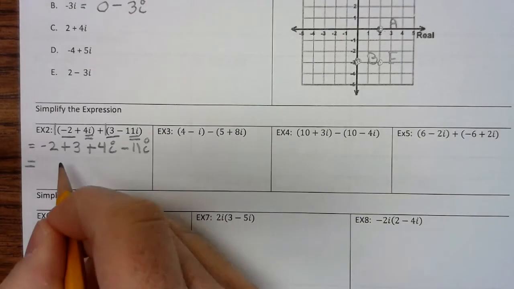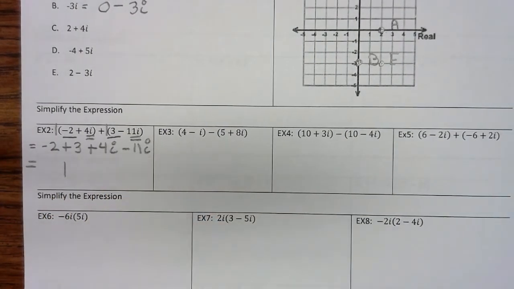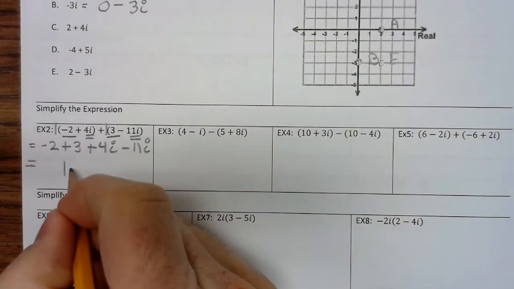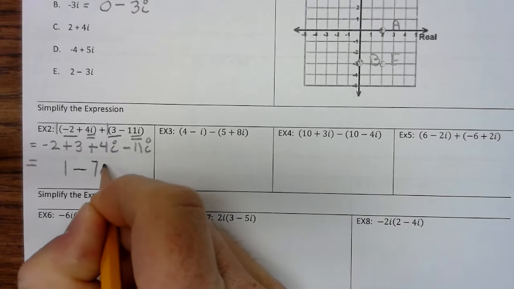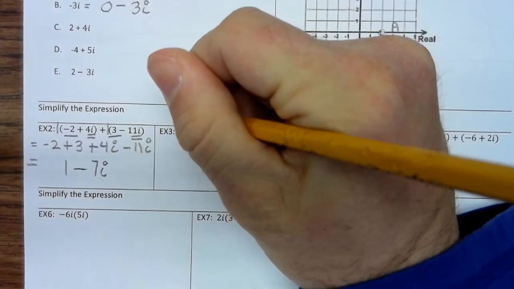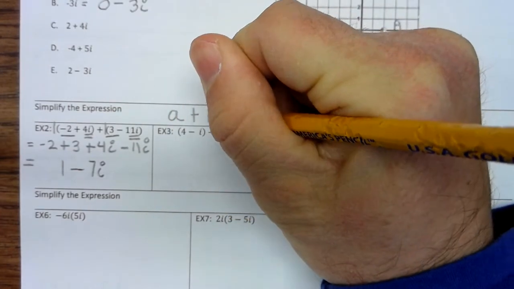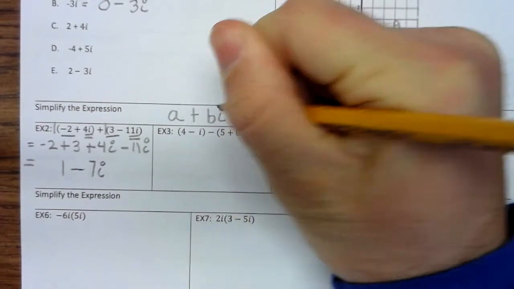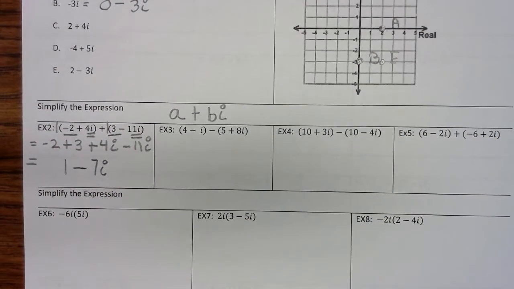So -2 plus 3 is 1. And then 4i minus 11i is -7i. And remember, whenever you're writing a simplified expression, it needs to be in the form of a plus bi. And so we have a and bi, so that is correct. All right, so now let's take a look at example 3.